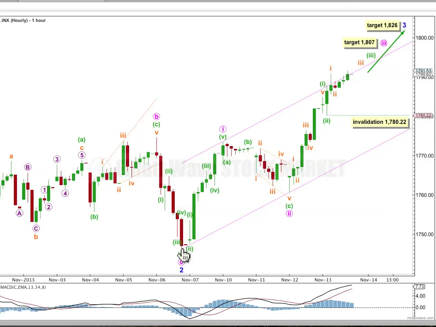It's drawn from the start of 1 to the end of 2 with a copy on 1. Third waves usually strongly breach those channels, and once it's breached, I'll expect downwards movement to find support at the upper edge of that channel. At 1807, minute wave 3 will reach 1.618, the length of minute wave 1. That target is still probably maybe 2 or possibly 3 days away.